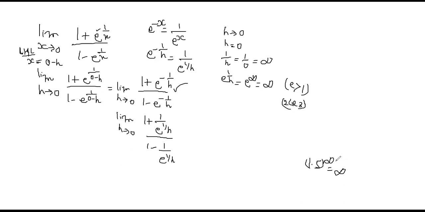Now, you know 1 by infinity is equal to 0. So here you can write 1 plus 0 by 1 minus 0, which is equal to 1. Yes or no? Yes, sir. Okay, it is LHL. Again, first of all, you write down till here. Okay, yes, sir.